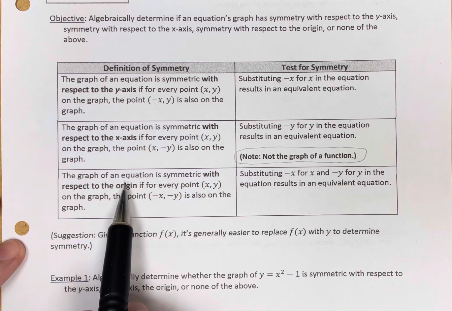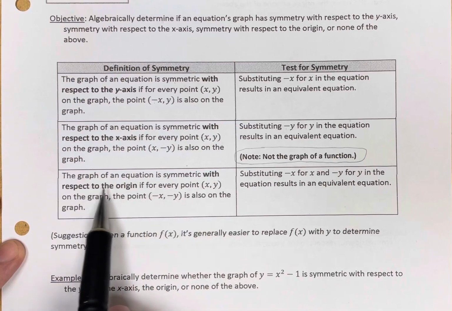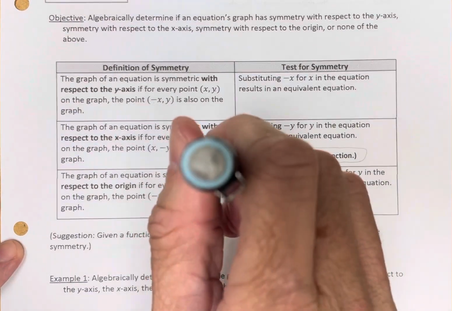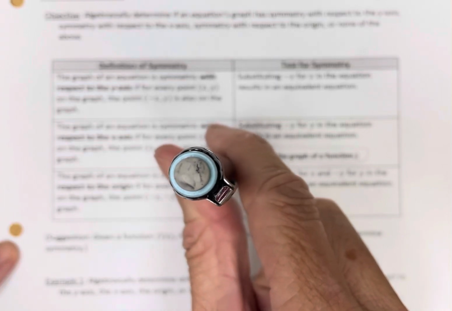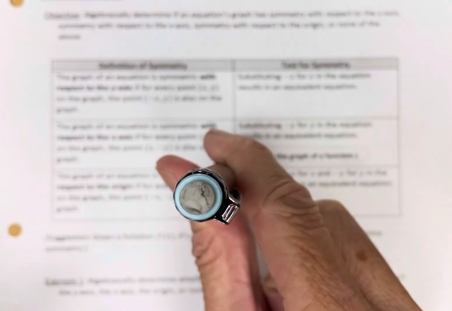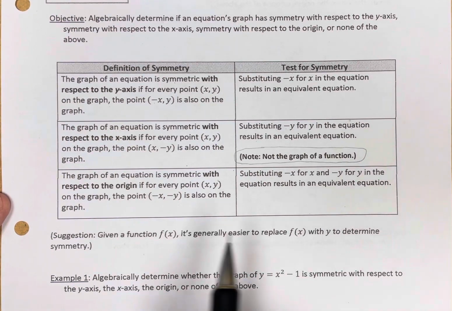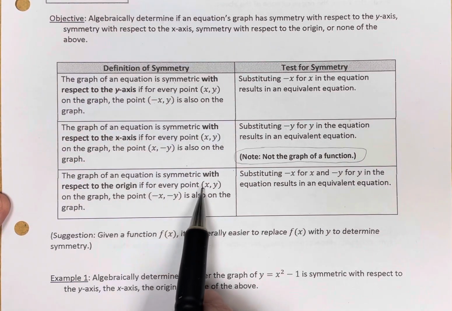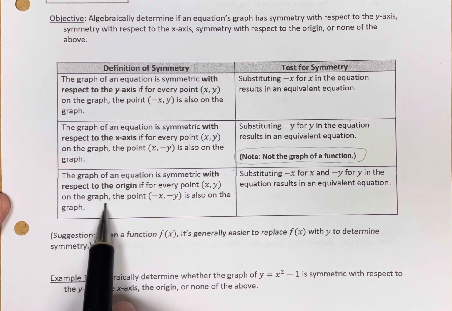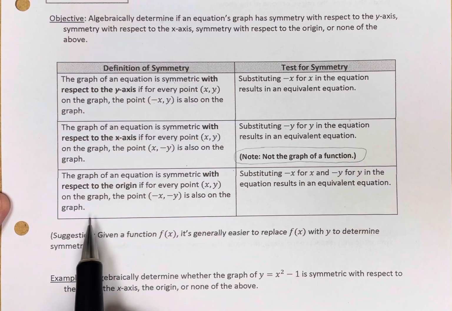Okay, finally, the origin. The graph of an equation is symmetric with respect to the origin. In other words, you put a tack right in the origin and you can spin it. If you can spin it and have it land on itself in less than a full turn, it's symmetric with respect to the origin. Mathematically, if for every point (x, y) on the graph, the point (negative x, negative y) is also on the graph.